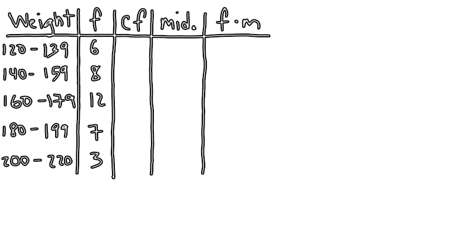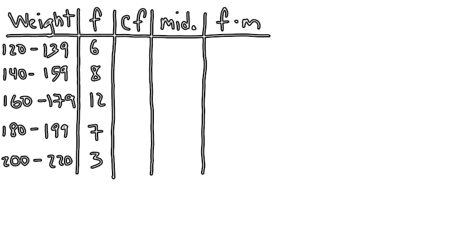Now let's work on another example for the sake of practice. So here we have the weights of different students in a class. And what I want you to do is use this group data to calculate the mean and determine which interval contains the median and the mode. So go ahead and work on this example.